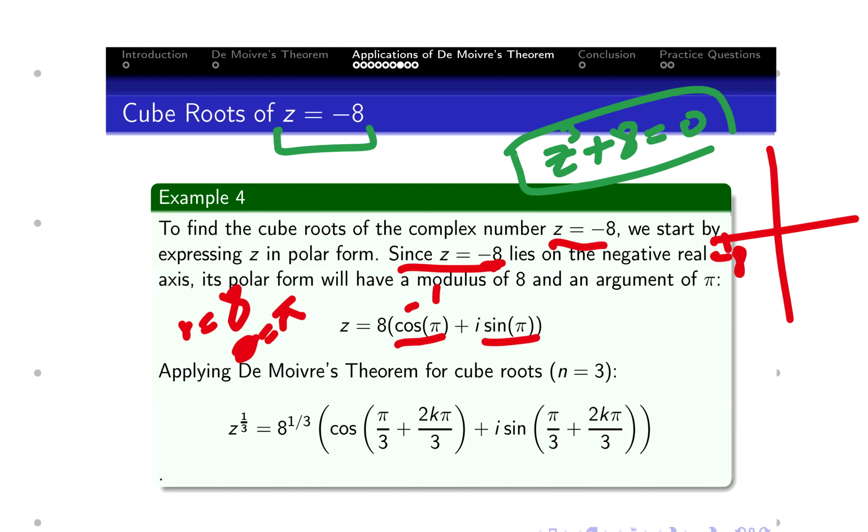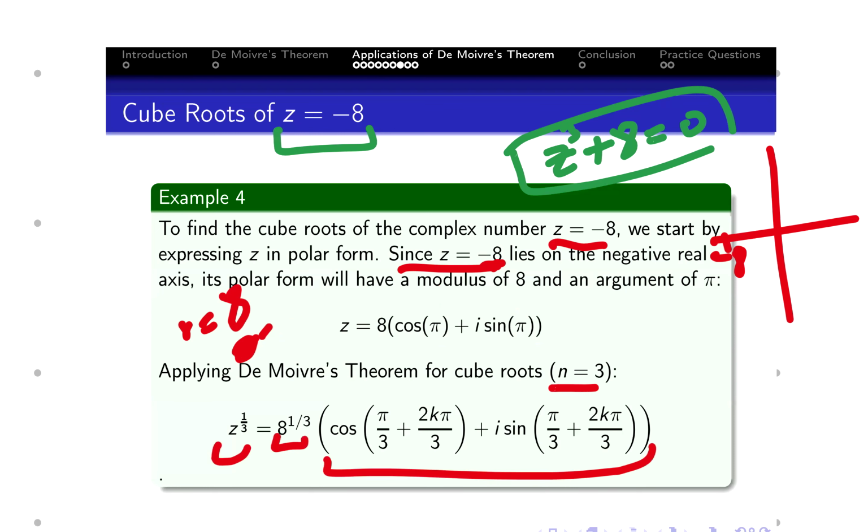Now that that is taken care of, we are interested in the cube, the third root, so n is 3 here. So we have z raised to the power 1/3, and that is 8 raised to the power 1/3, times cos of (pi/3 + 2k pi/3) plus i sine of (pi/3 + 2k pi/3). Since n is 3, our k will have to be 0, 1, and 2.